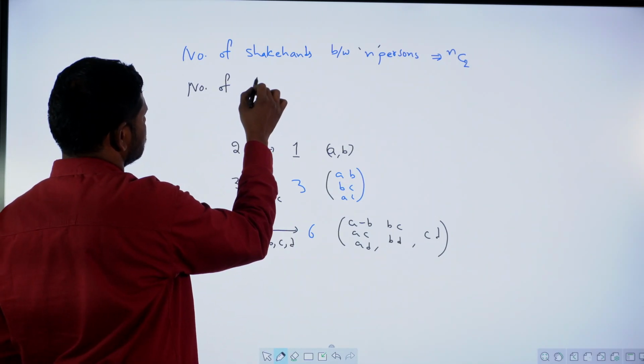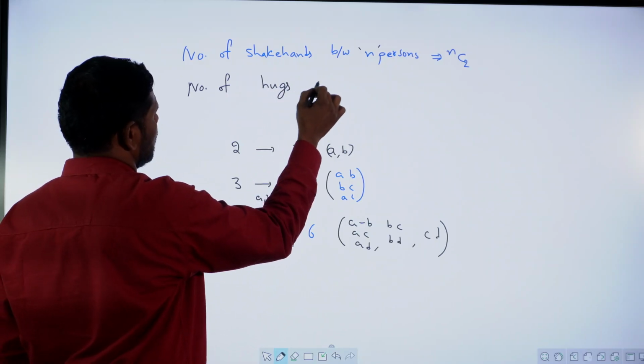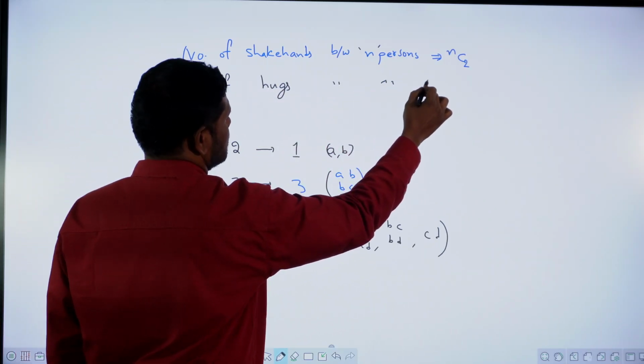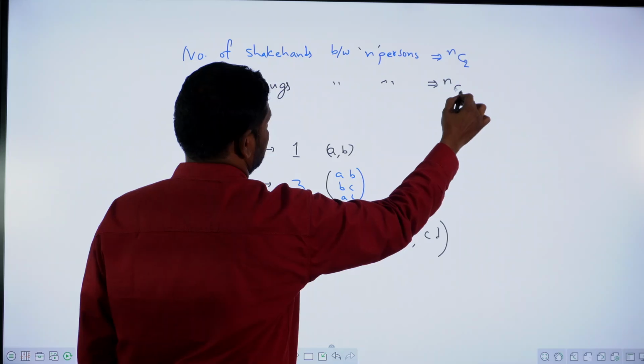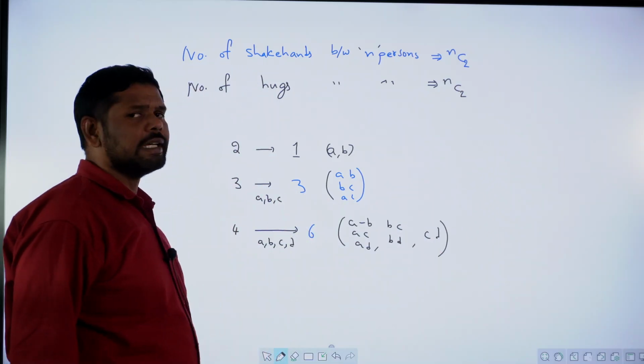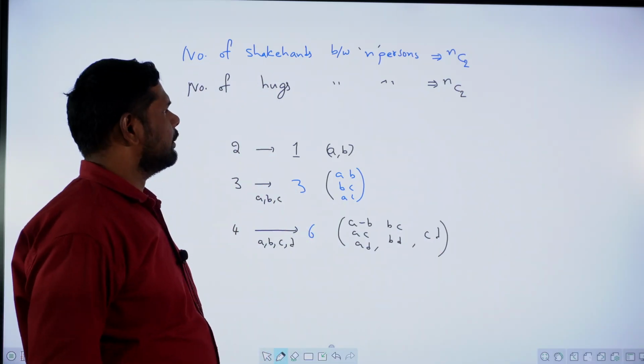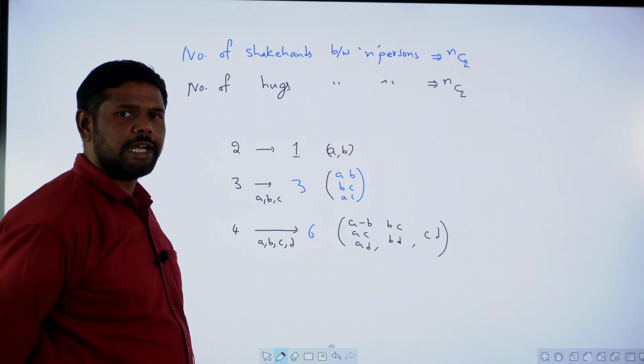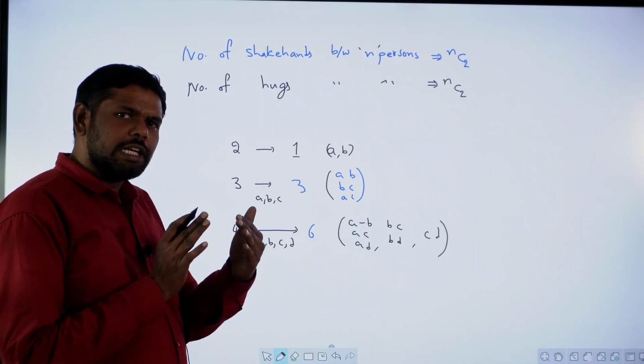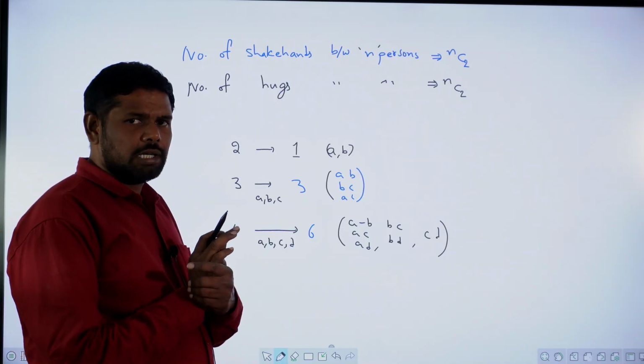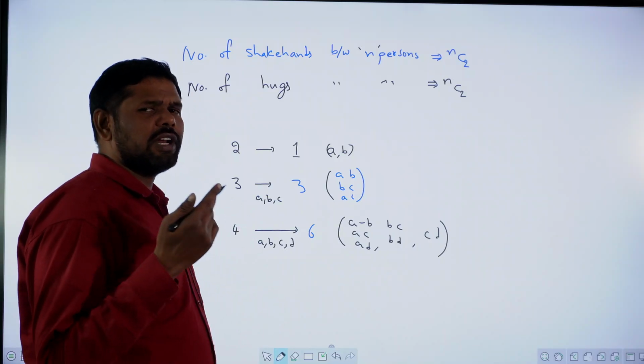Now, number of hugs. Similarly, some questions are made based on these hugs also. That's why I am writing here: nC2. Simple. Number of hugs between n persons. Again, if 2 persons are there, then only it is possible to make a hug. So questions may be framed like this.